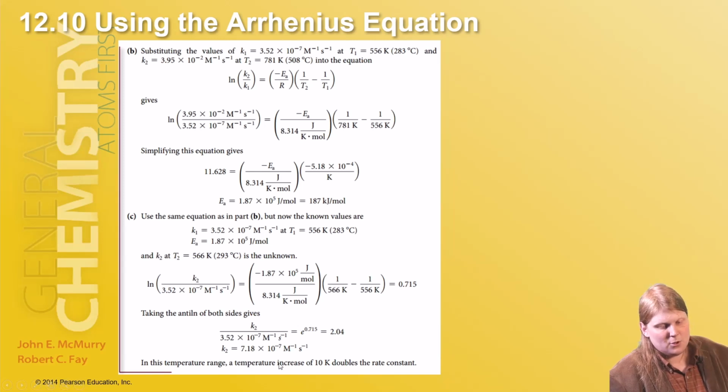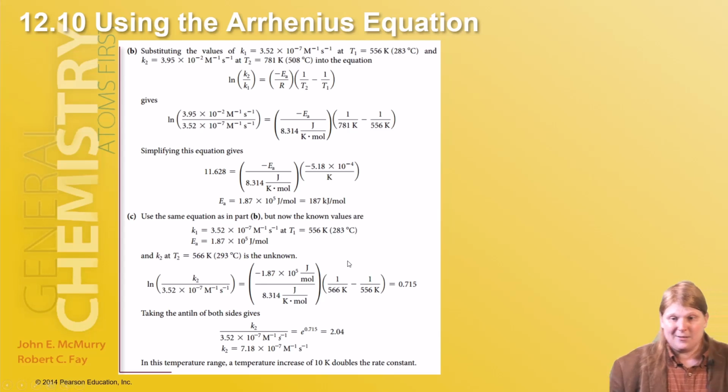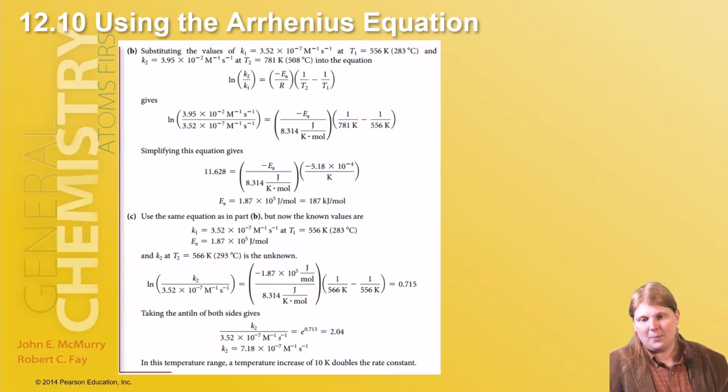So in this temperature range, a temperature increase of 10 Kelvin doubles the rate constant. Again, this is very reaction dependent, but it's also path dependent. We'll see what that means as we get into catalysis.